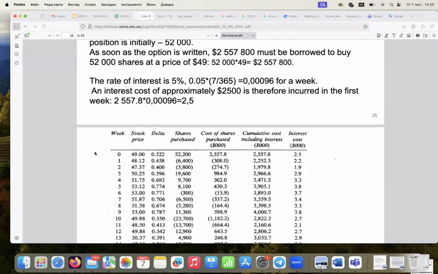And now we would like to consider what will happen next week. On the next week, we see that the price drops. We compute delta, using median, for example. After that, we need to find this difference between this delta.